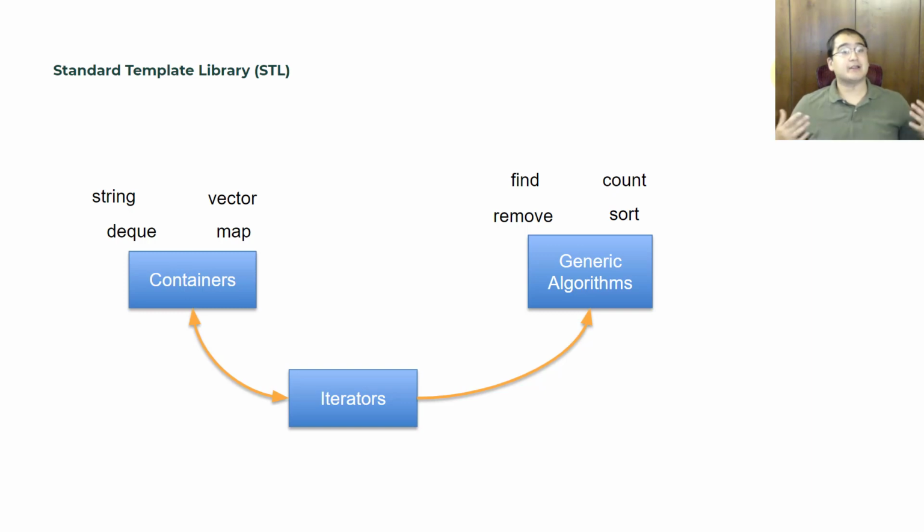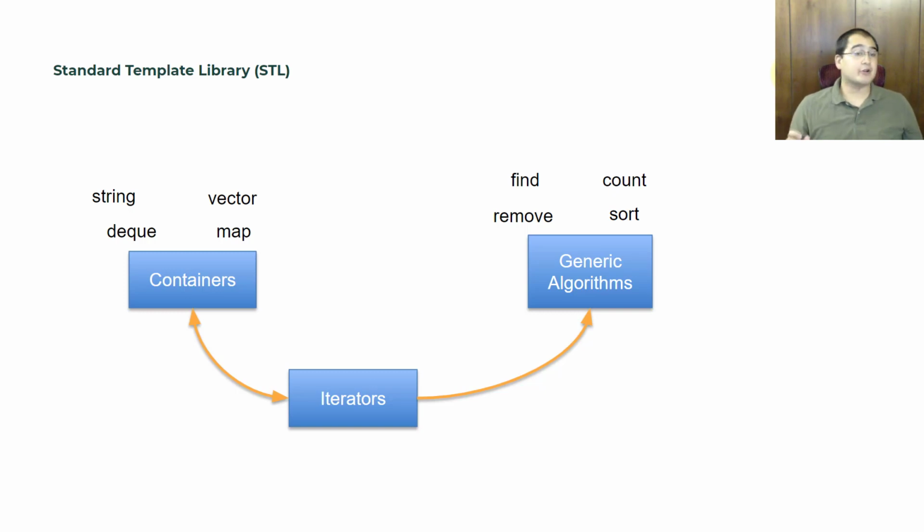The standard template library has a lot of different components. We're going to be talking about a lot of them. The first thing to talk about are containers. These are data structures that can hold other things, that can hold elements. String is an example of a container. What does a string hold? It holds characters. There's also vectors, decks, maps, and many others. We'll talk about them later on in the course.